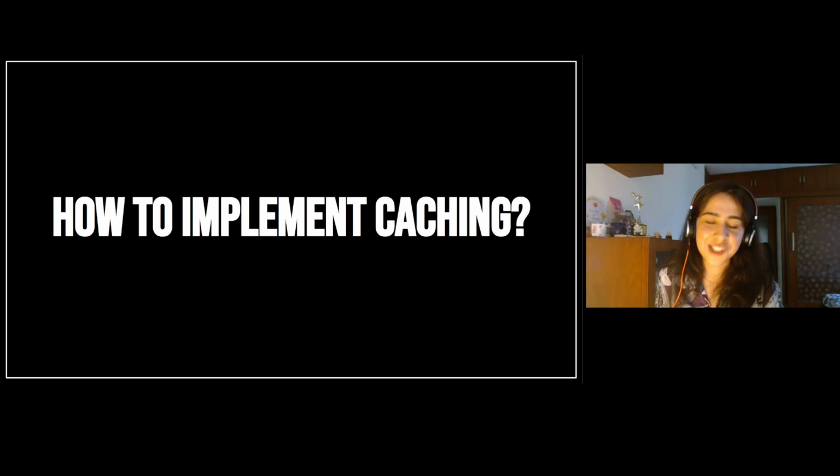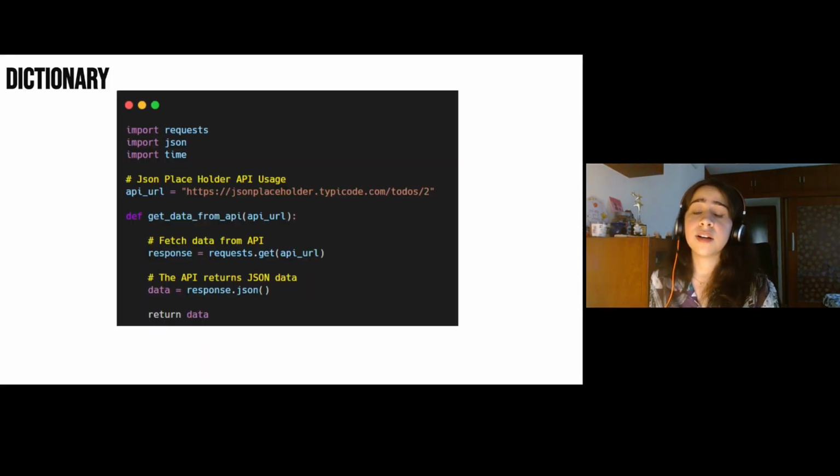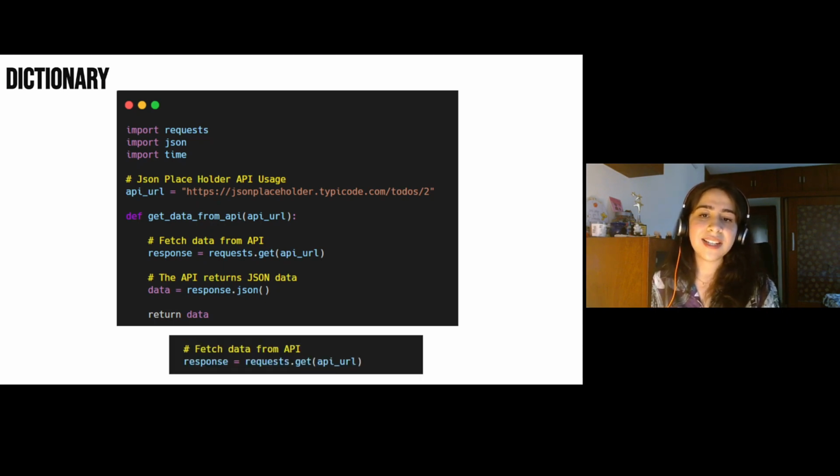How to implement caching? I'm going to discuss some easy ways of how you can do that in Python. First is the dictionary. In the code snippet on your screen, I am trying to fetch some static data from an API, and this snippet becomes a bottleneck, because each time a user calls this function, they end up hitting that server endpoint again and again. This can be avoided.